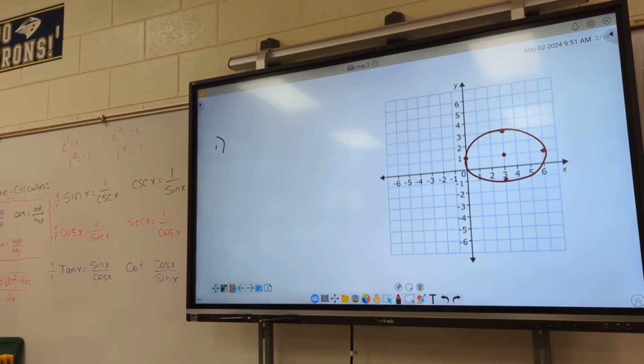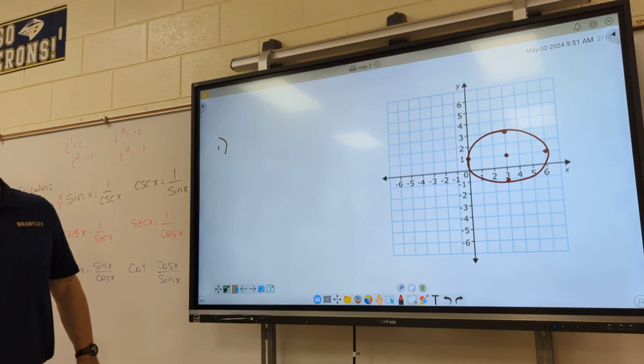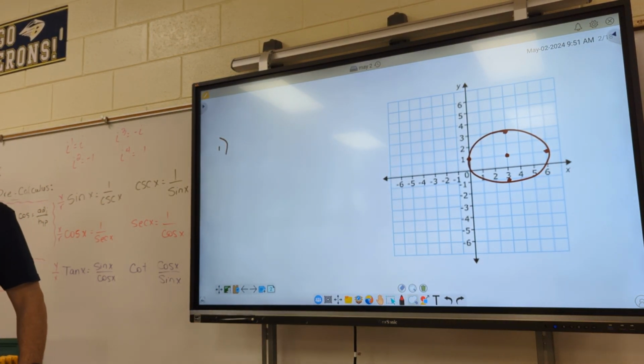All right, here we go. All right, so our new shape is the ellipse. If you guys know how to do this, go ahead and knock them out.